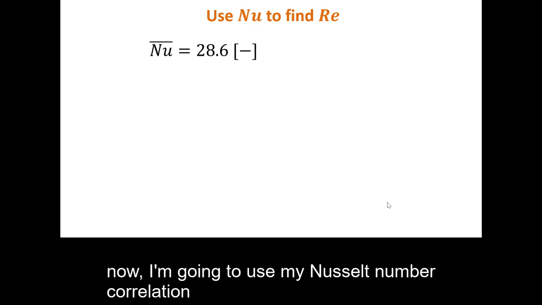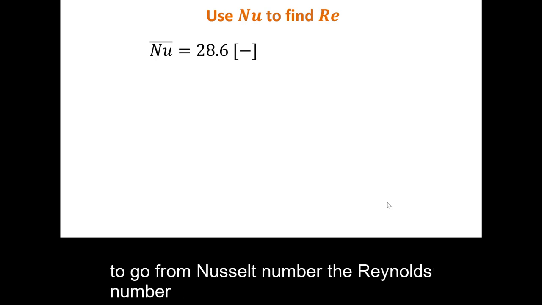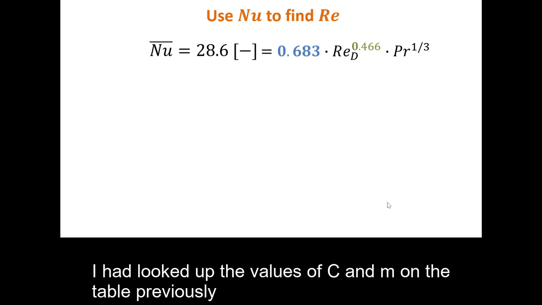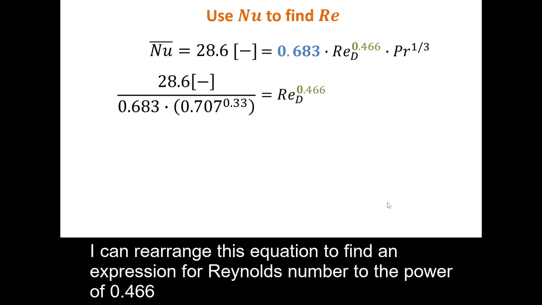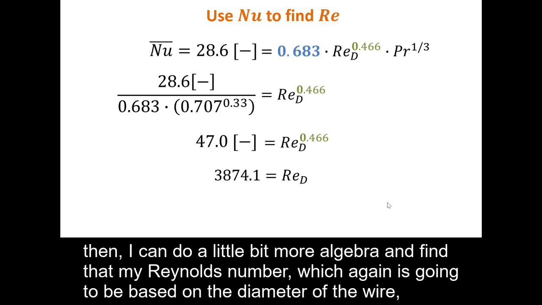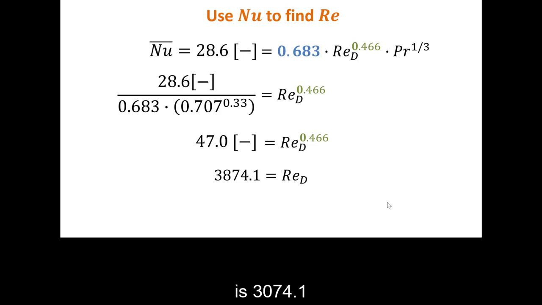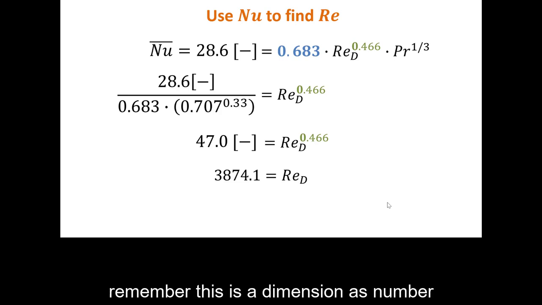Now, I'm going to use my Nusselt number correlation to go from Nusselt number to Reynolds number. I had looked up values of C and m on the table previously, so I have a correlation that I'm going to use for the Nusselt number. I can rearrange this equation to find an expression for Reynolds number to the power of 0.466. Then I can do a little bit more algebra and find that my Reynolds number, which again is going to be based on the diameter of the wire, is 3,074.1. Remember, this is a dimensionless number.